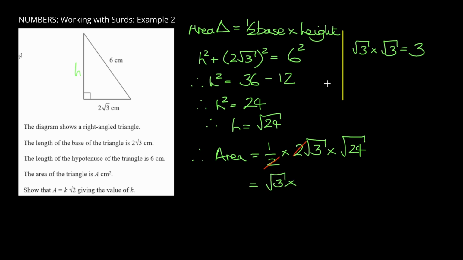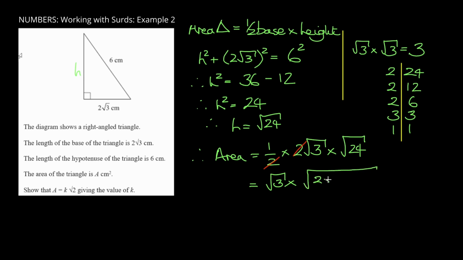Now, 24, we need to work out the factors of 24. So another little bit of side work here. 24. A 2 will go into 24 12 times. A 2 will go into 12 6 times. A 2 will go into 6 3 times. 2 no longer works, but a 3 will go in once. So 24 is 2 times 2 times 2 times 3. So this is multiplied by the square root of 2 times 2 times 2 times 3.